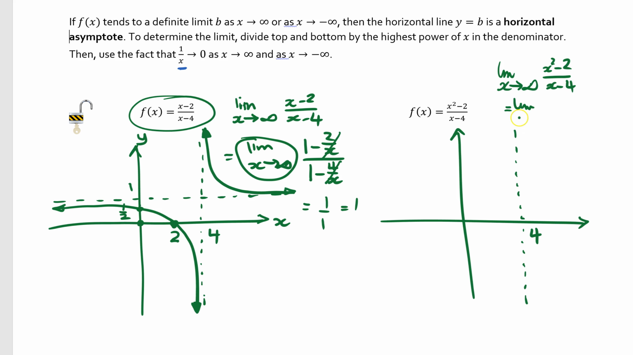So that equals the limit as x tends to infinity of x squared on x squared, which is 1, minus 2 on x squared, over 1 on x, and minus 4 on x squared. So as x tends to infinity, this tends towards 0, this tends towards 0, this tends towards 0. So we've got 1 on 0, which is not allowed. So there is no horizontal asymptote for this curve.